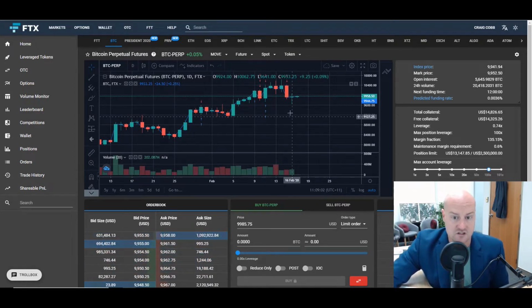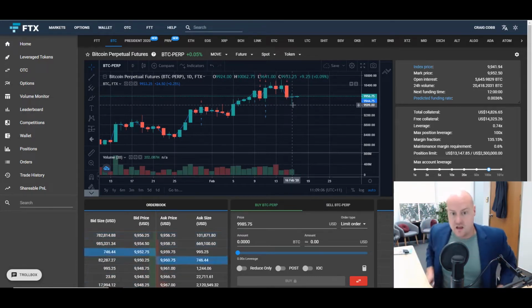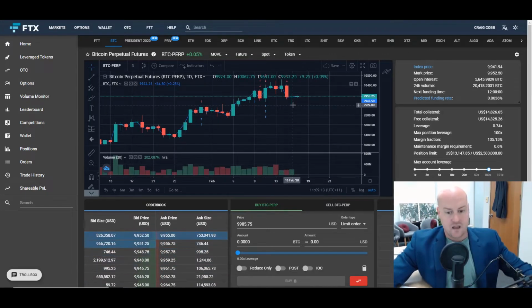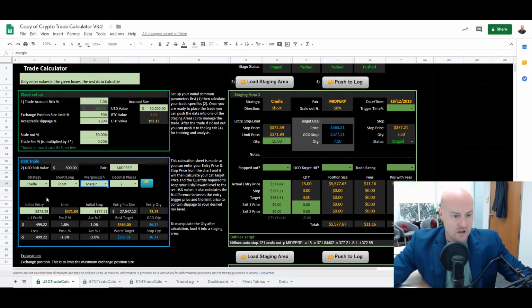And the low there, I'm just looking up here at the key, the low is 9,641, so I'm going to go 9,640.5. Now I've got my entry and my stop loss. I'm going to come across here and work out the exact size of the position, 10,063. That's a long, I've got to put in long there.